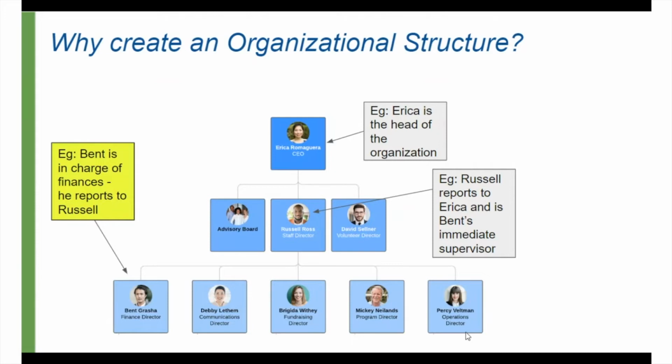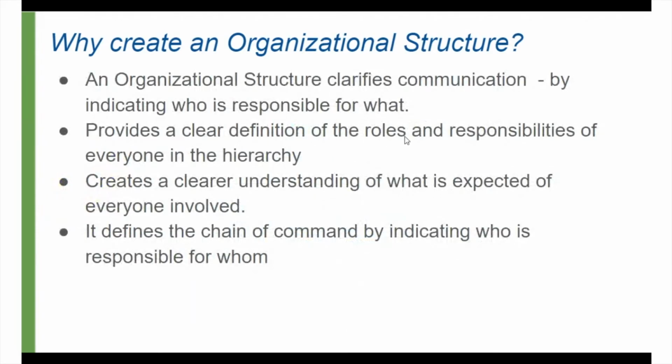That helps organizations manage people, and that clarifies what people's roles are. It clarifies communications. You know who you've got to talk to. Who's your boss? It indicates who's responsible for what. Okay, director of marketing is responsible for marketing. Director of finance, responsible for finance. Very clear. It provides a clear definition of the roles and responsibilities of everyone in the hierarchy. It creates a clear understanding of what's expected of everyone, you particularly, and defines a clear chain of command.